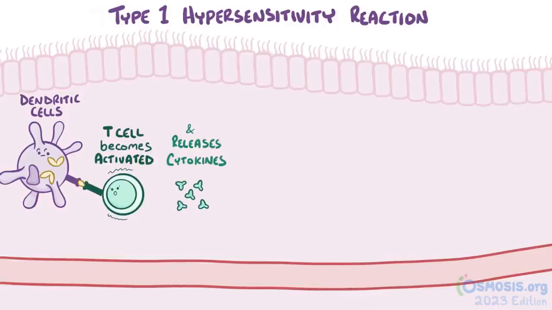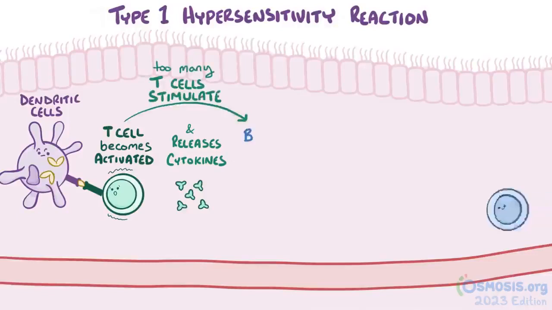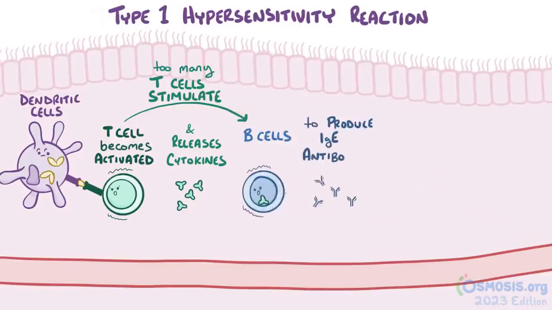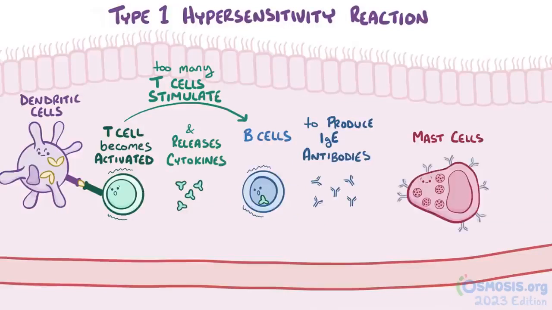The exact type of T cell determines the type of immune response, and in allergic rhinitis there's a bit of a T cell imbalance. There are too many T cells that, when activated, stimulate B cells, another group of lymphocytes, to produce IgE antibodies. Those IgE antibodies get released into the bloodstream and bind to mast cells, which are immune cells in the tissue that carry within themselves a load of histamine.